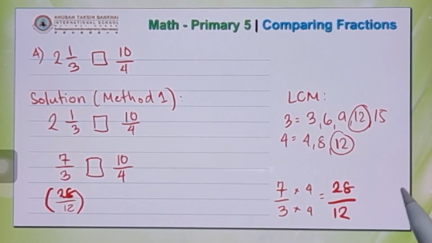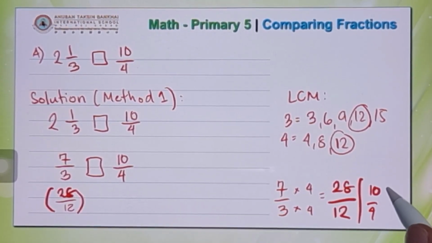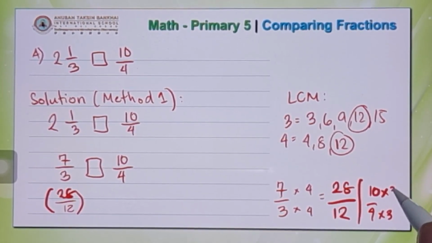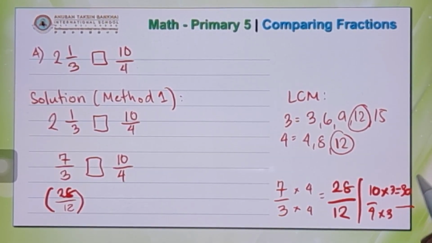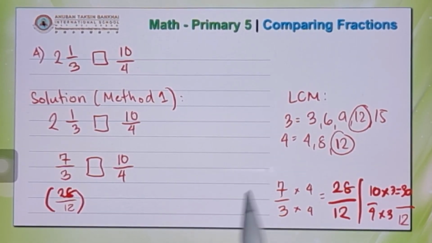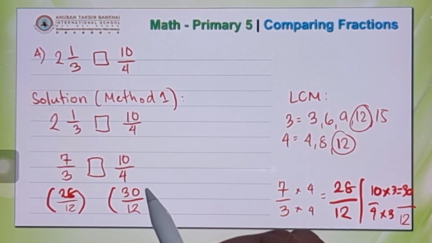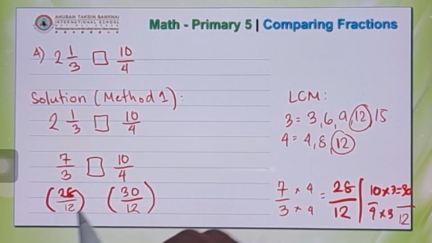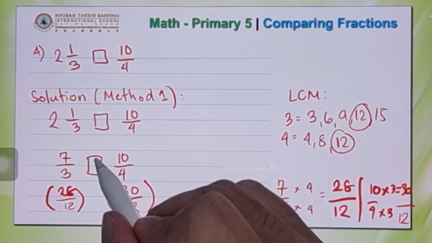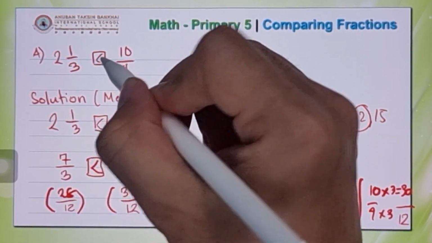Next, we multiply 10 over 4. We multiply it by 3 to make it 12. So 10 times 3, we have 30. 4 times 3, we have 12. So therefore, this is 30 over 12. So looking at the numbers, we have 28 is less than 30. So our answer is less than.